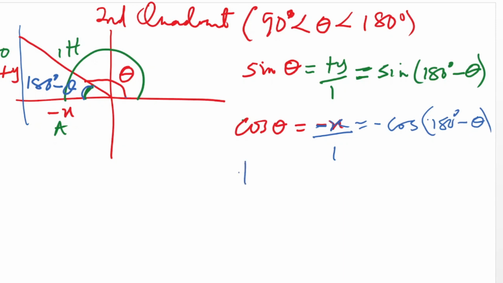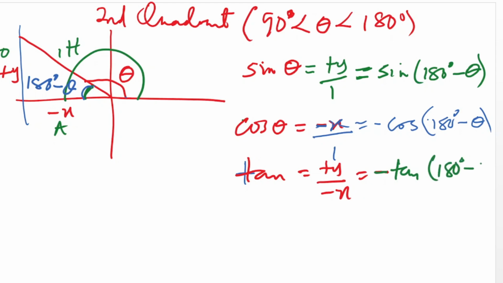Then for tan as well, tan is opposite, which is plus y, all over the adjacent, which is minus x. So you can see this is negative. This is going to give us negative, so in this case it will be negative tan of 180 minus theta. So you can see the reason why sine is positive and cos and tan are negative.